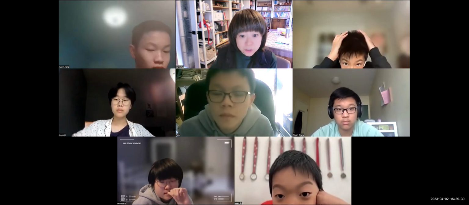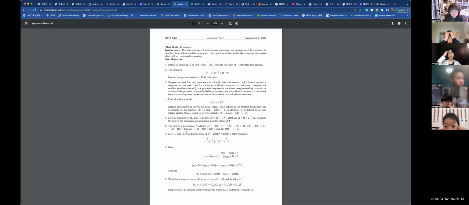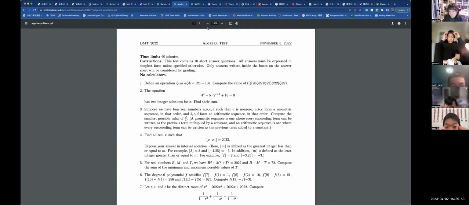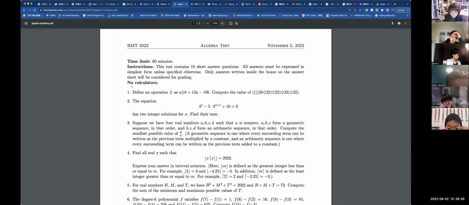So let's first take a look at this one. Like I said, these 10 questions need to be finished in 60 minutes, and no calculators are allowed for any question. So let's take a look at the first question. The first question is pretty easy. Define an operation A star B equals 12A minus 10B. We want to calculate the value of this expression.